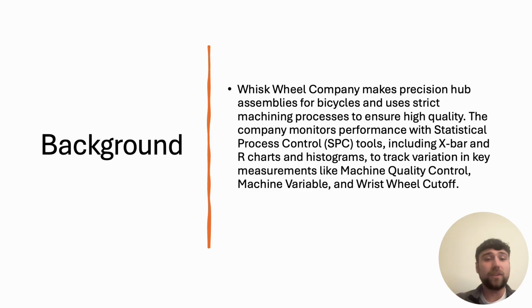So a little background before we get into this. The Whisk Wheel Company makes precision hub assemblies for bicycles and uses strict machining processes to ensure high quality. The company monitors performance with statistical process control, SPC, tools, including X-bar and R charts and histograms, to track variation in key measurements like machine quality control, machine variable, and wrist wheel cutoff.